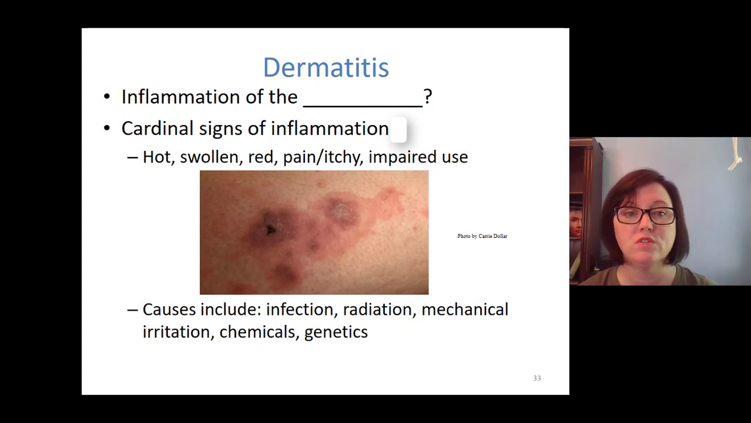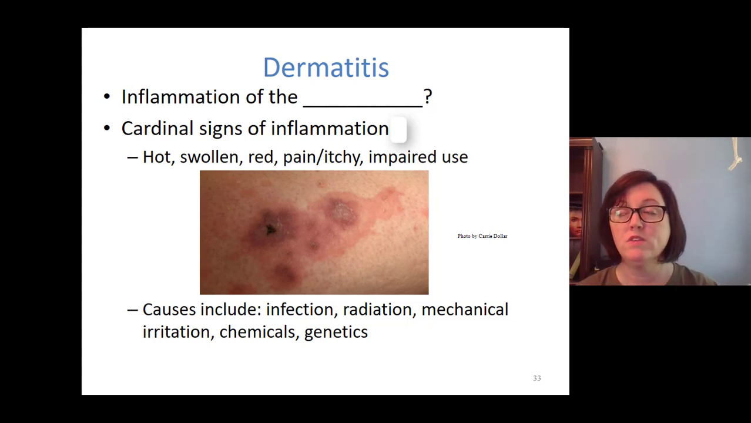So there are certain cardinal signs of inflammation, right? When something becomes inflamed, and this is true for the dermis or even something deep inside the body, like maybe in a joint, okay? It becomes warm or hot, right? It becomes swollen, it becomes red, and it can be painful or itchy, and then you usually have impaired use of that structure. So the first three things, hot, swollen, and red, all three of those happen for the same reason. And that's because blood is flowing to that area.